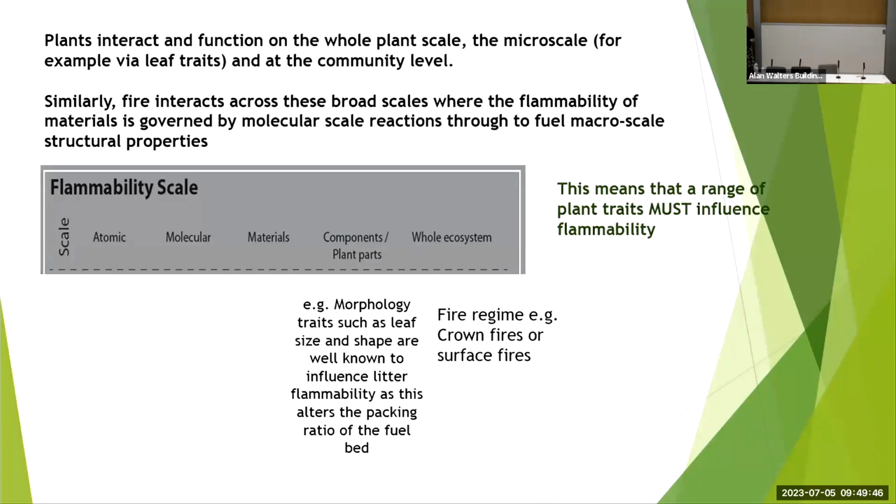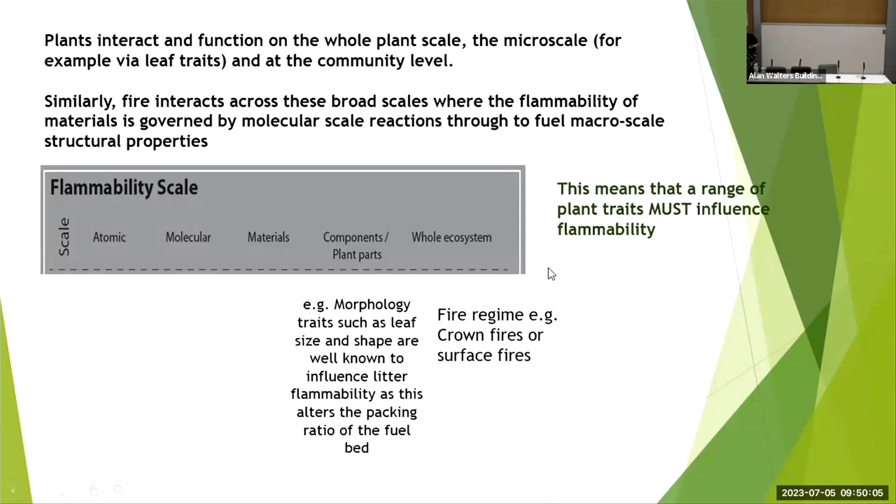And similarly, fire interacts across these broad scales because the flammability of materials is governed by molecular scale reactions, so atomic and molecular scale reactions, through to materials, properties, and the whole structural properties of an ecosystem. And so this means that plant traits must influence flammability.